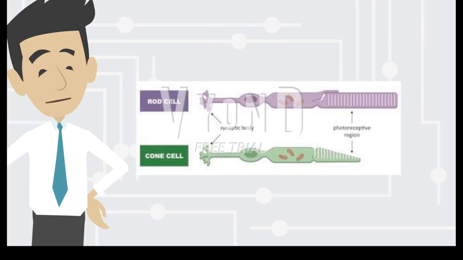The rods are responsible for monochromatic vision and night scotopic vision, and there are almost 130 million rods in the human eye. Cones are responsible for color, as well as day photopic vision, and there are almost 6.5 million cones, as the cones are slightly more sensitive than the rod cells.